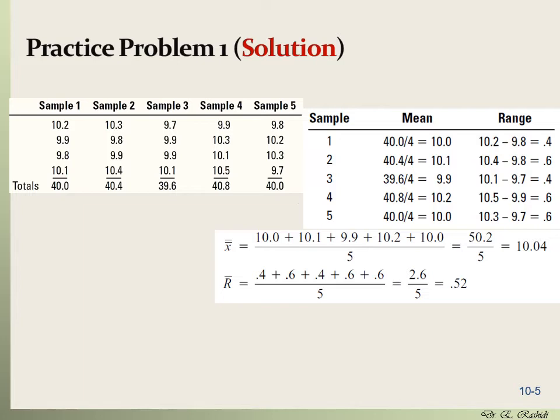For the X bar chart, the upper control limit is the X grand average plus A2, the coefficient from a table, multiplied by the average of range. So that's equal to 10.04 plus A2, which is 0.73, multiplied by the average range, which is 0.52. And that's equal to 10.42.